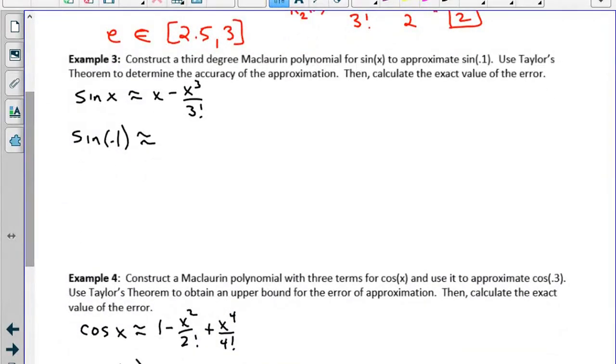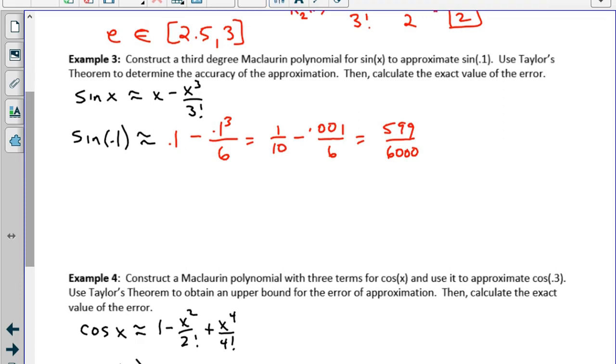Okay, construct a third degree Maclaurin polynomial for sine to approximate sine of 0.1. Use Taylor's theorem after that. So 0.1 minus 0.1 to the third over 3 factorial, which is 6. So that is 1/10 minus 0.001 over 6, which is 599 over 6,000. Let's find what the remainder is.